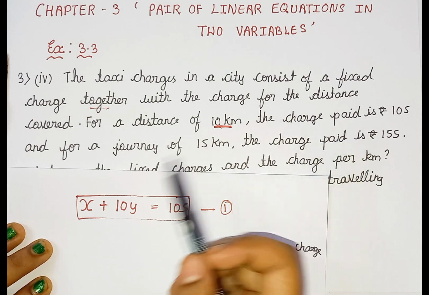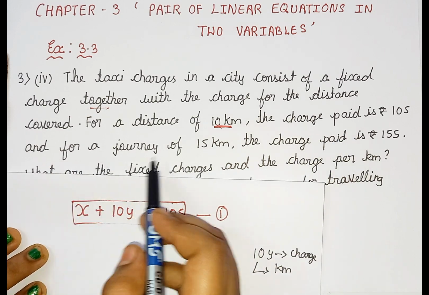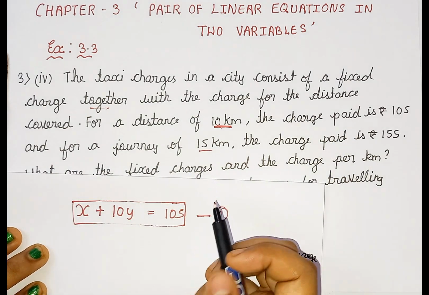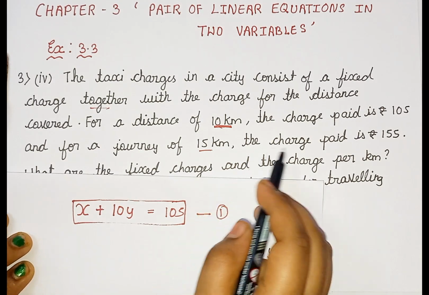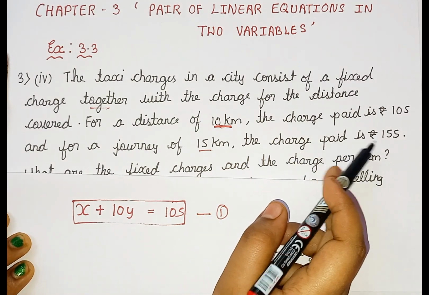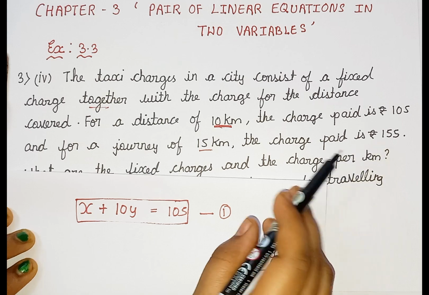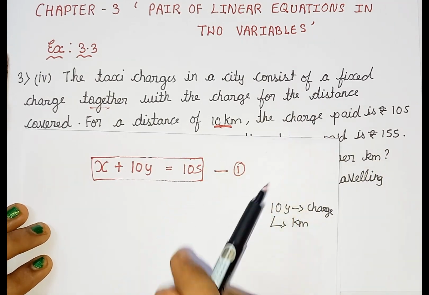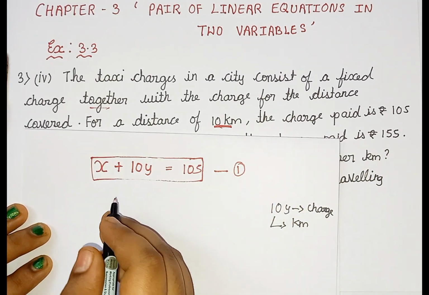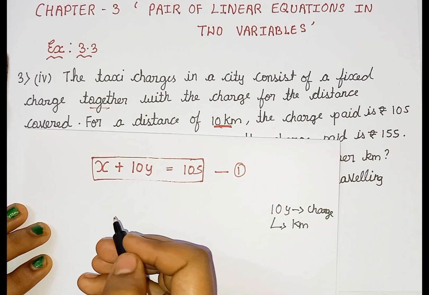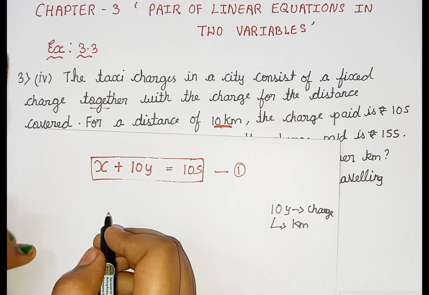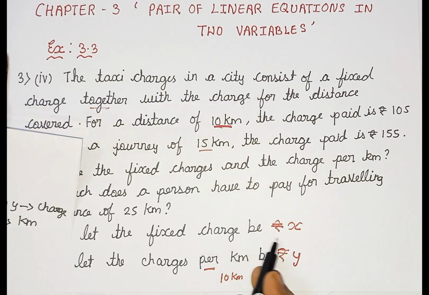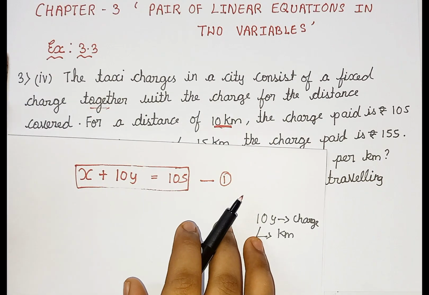So let us read the second condition. For a journey of 15 kilometer, the charge paid is rupees 155. So here also let us start from the taxi driver. When we call a taxi, we have to pay the fixed charge. We took fixed charges x, isn't it? So this is the second condition.